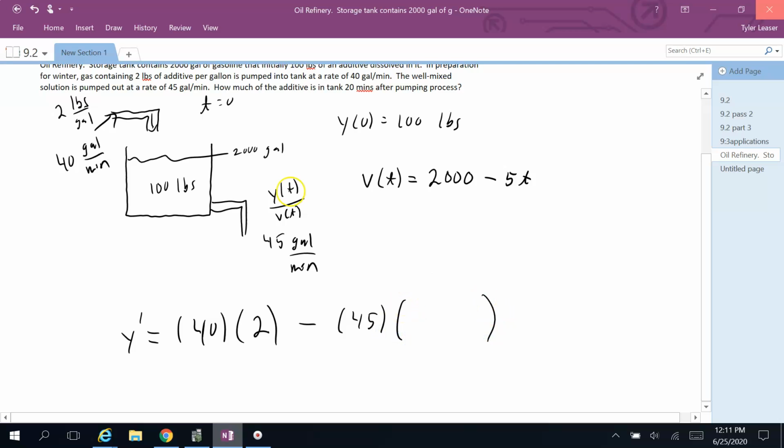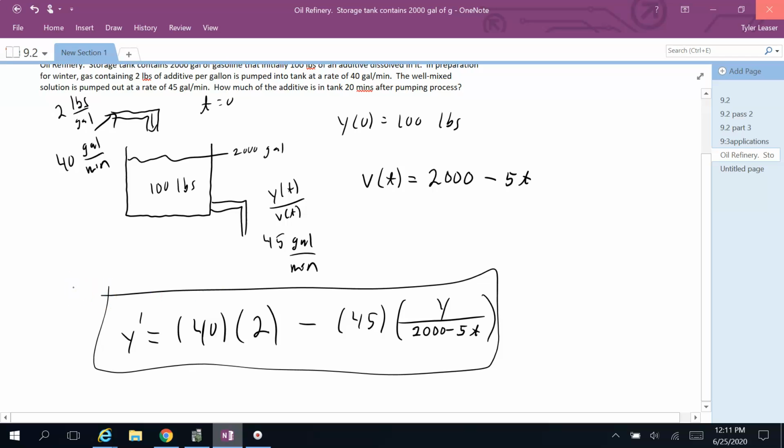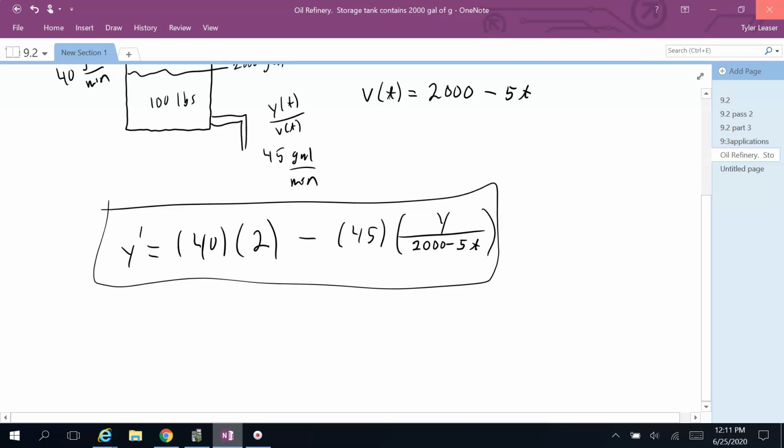We do not know how many pounds of additive is in at any given time, so we're just going to leave that as y. We do know what the volume is as a function of time, because we found that up here. That's the 2,000 minus 5t. Great. This is our differential equation. Now we can ignore all this stuff up here and just solve the differential equation.